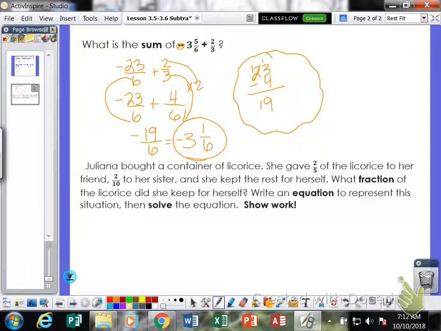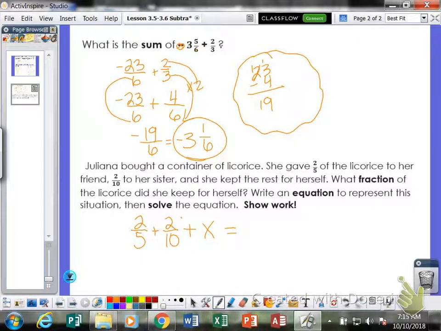So basically what we want to do is set this up first. So what we can do is we know that 2/5 went to her friend plus 2/10 went to another friend plus whatever Juliana kept is equal to 1 whole.